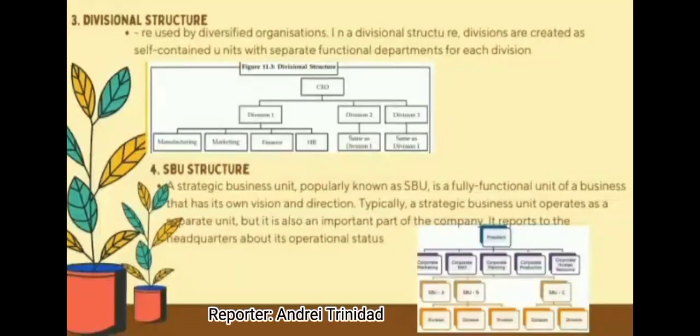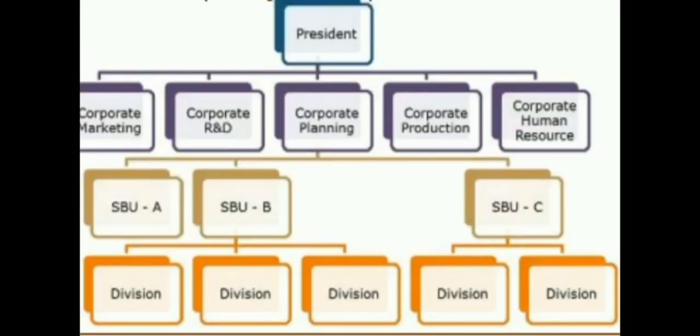Number 4, SBU structure. A strategic business unit, popularly known as SBU, is a fully functional unit of a business that has its own vision and direction. Typically, a strategic business unit operates as a separate unit, but it is also an important part of the company. It reports to the headquarters about its operational status. The parts of the SBU structure are President, Corporate Marketing, Corporate R&D, Corporate Planning, Corporate Production, Corporate Human Resources, and so on.